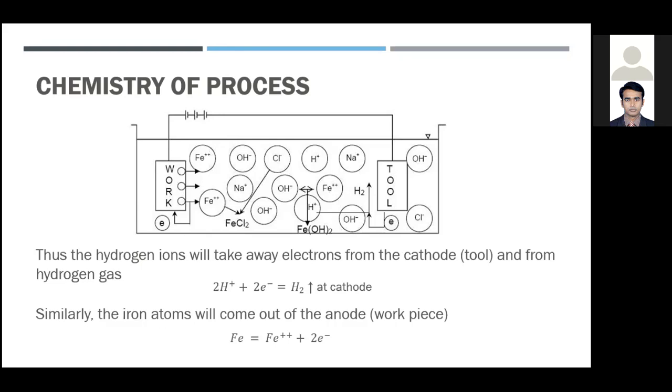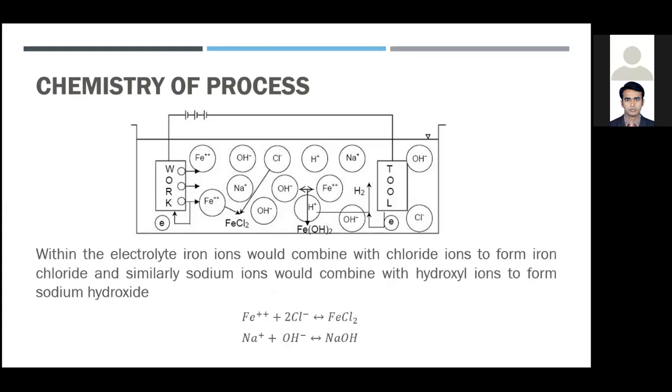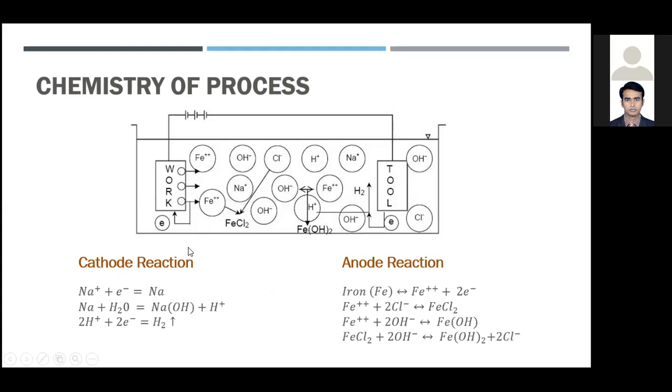So the hydrogen ions will take two electrons at the tool and create hydrogen gas. Similarly, the positive ion, that means the ferrous ion, will come out from the workpiece and release two electrons to the electrolyte, and it reacts with the chloride ion. So here you can see the chloride ion and iron ion will create ferrous chloride. The cathode and anode reactions are shown here.